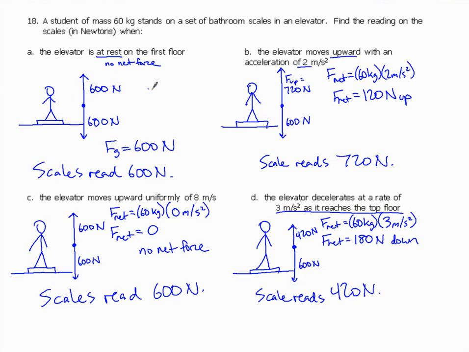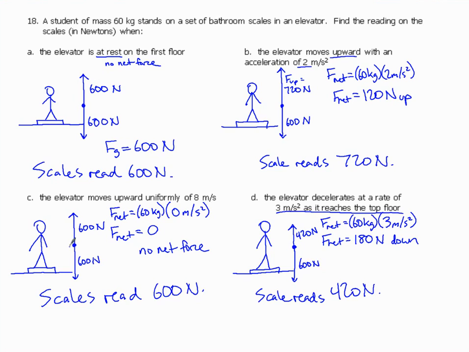In situation A, when you're standing on the floor of the elevator and it's not moving, it feels just like you're standing on any other floor. But when the elevator starts to take off and go upward, the upward force is greater than the downward force, and you can feel this as you go up. Your knees kind of maybe buckle a little bit. You feel a little bit heavier as the elevator starts to go up. Scales read 720 newtons. Seems like you're heavier for a second.